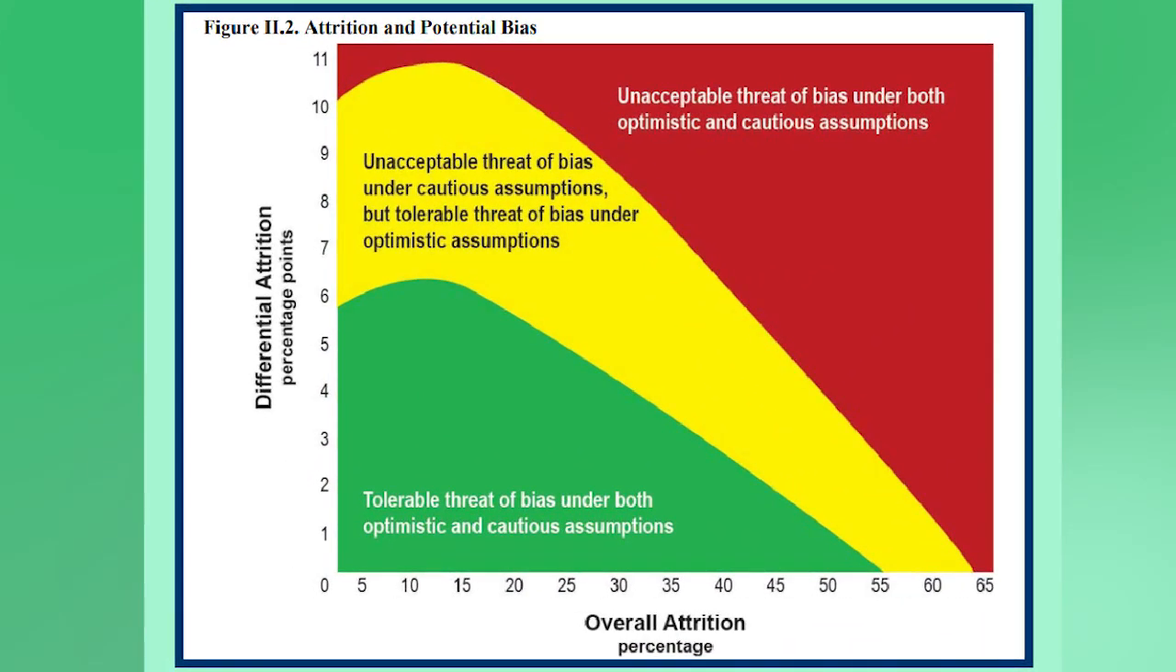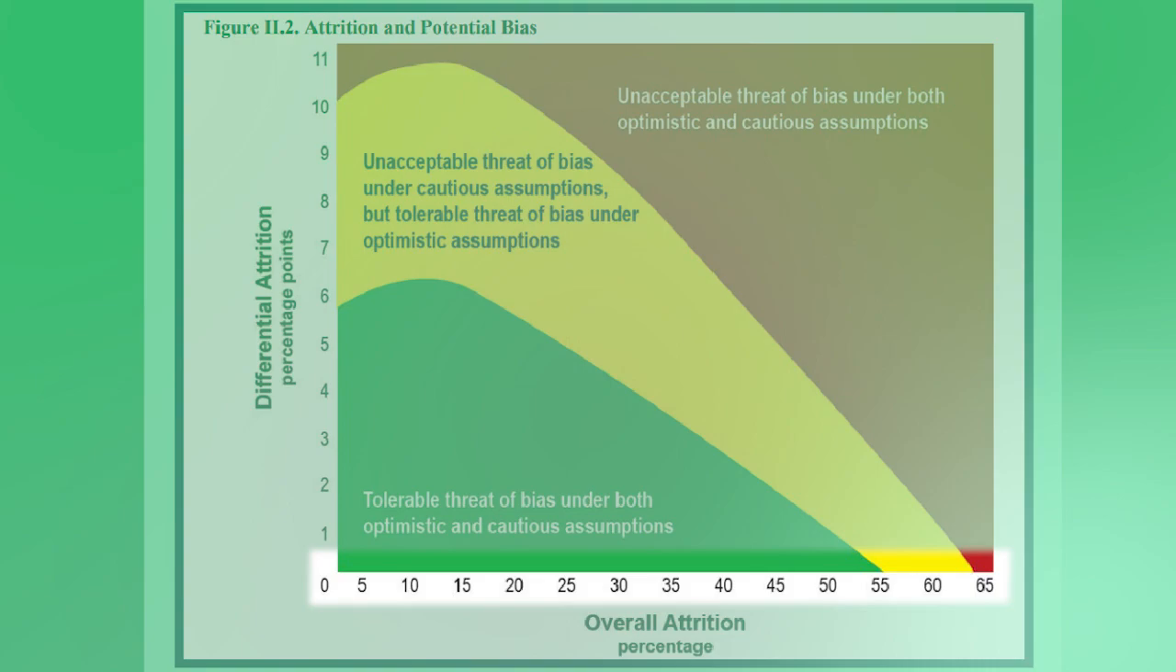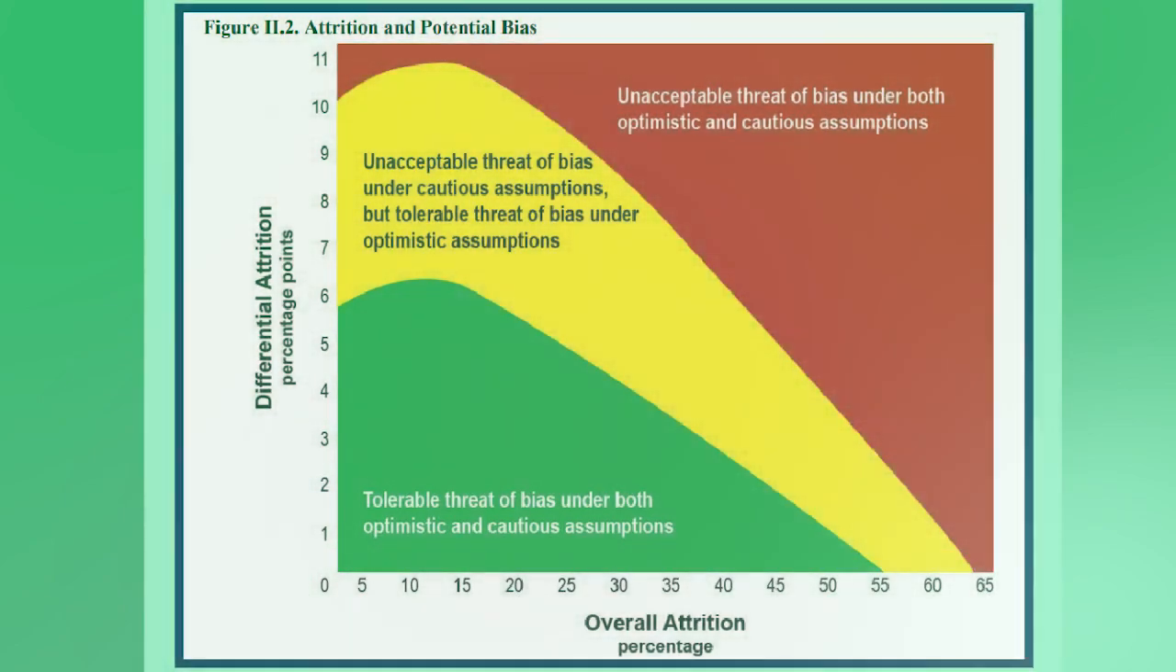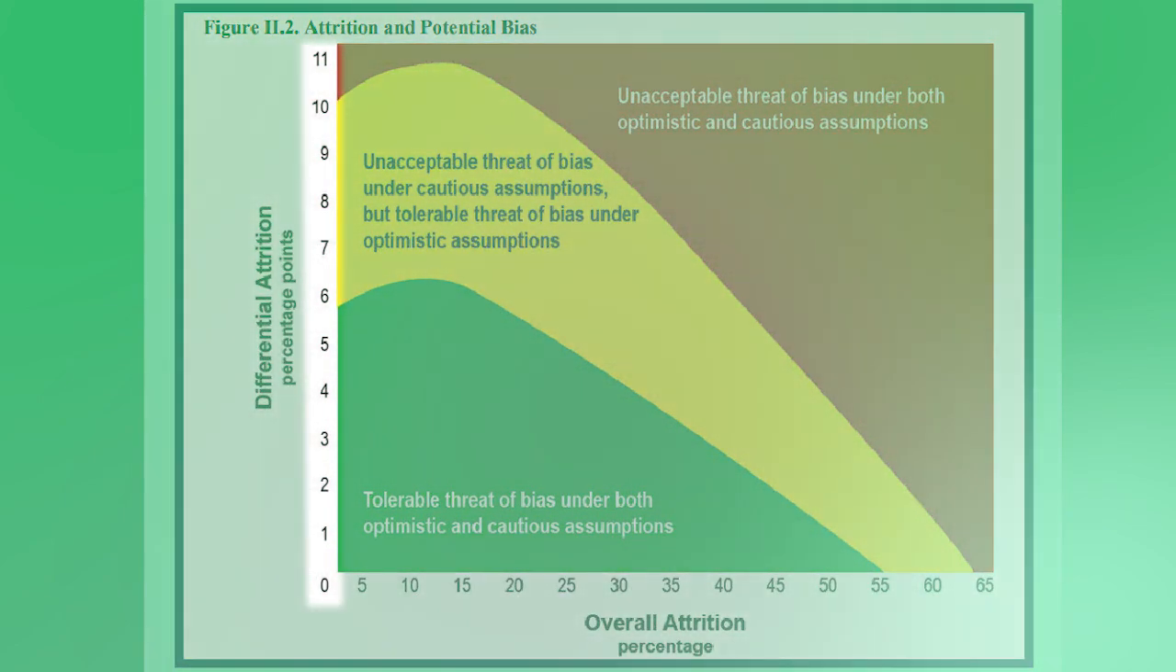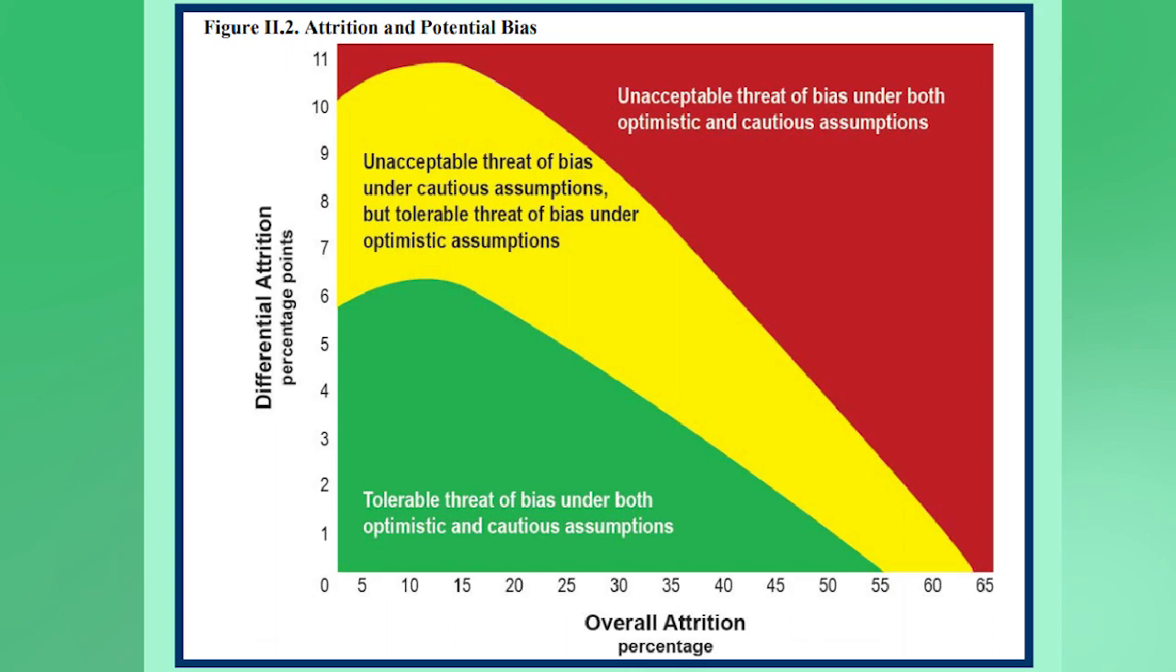On the x-axis, you see the overall attrition rate. That's the loss to follow-up in a study. Okay? You can see it ranges from 0 to about 65%. On the y-axis, you have the differential attrition rate, the attrition rate between the two arms of the study. And you can see that's much narrower. They go from 0 to 11%. So if you look across the x-axis, you can see that as you lose more and more people over time in your study and you're trying to make inferences about the truth, you're at greater and greater risk of bias. Green is sort of you're okay, not too much risk of bias. Yellow is a moderate risk of bias, and red is basically throw the study out.